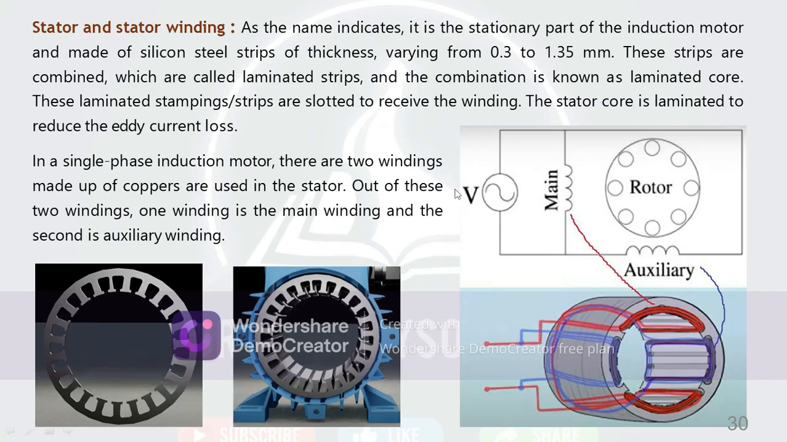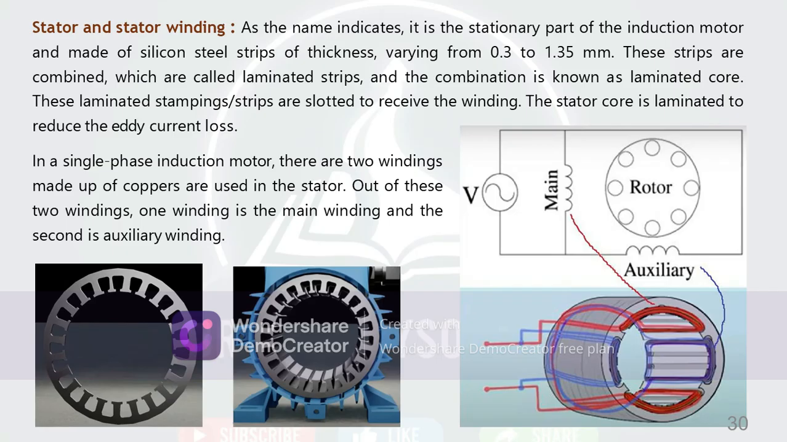Now the stator and stator winding. As the name indicates, it is the stationary part of the induction motor. It is made of silicon steel strips with thickness varying from 0.3 to 1.35 mm. These strips are combined, called laminated strips, and the combination is known as a laminated form. These laminated stamping strips are slotted to receive the winding. The stator core is laminated to reduce the eddy current losses.